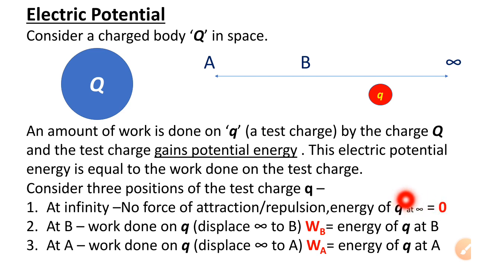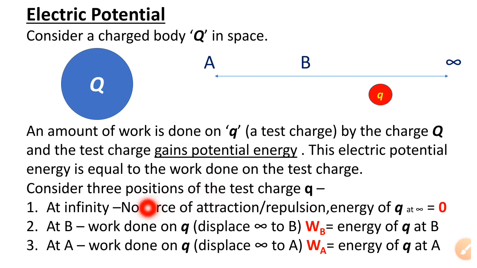Now the second point we are considering is the point B. Here, some work has to be done on this test charge to carry the test charge up to the point B. Suppose the test charge is initially at the infinite point. From infinity to B it is displaced, and this displacement is with the force of attraction by this charge.